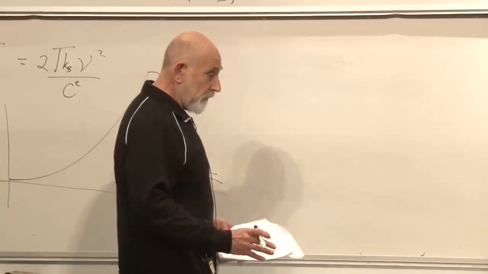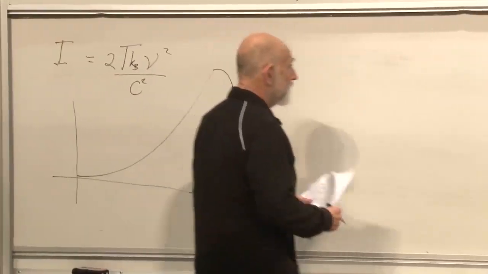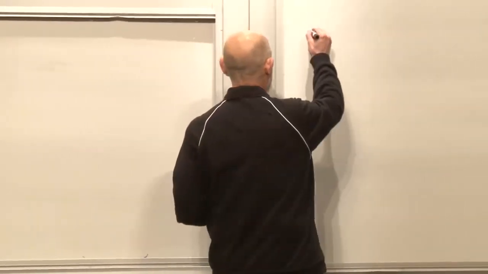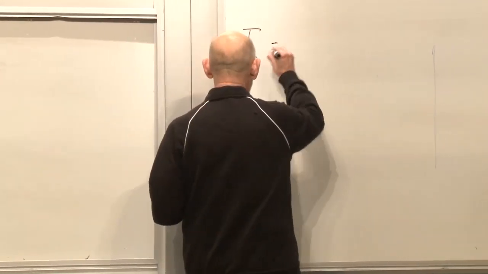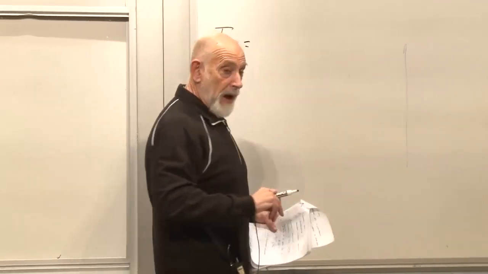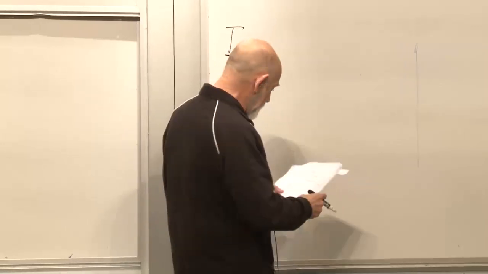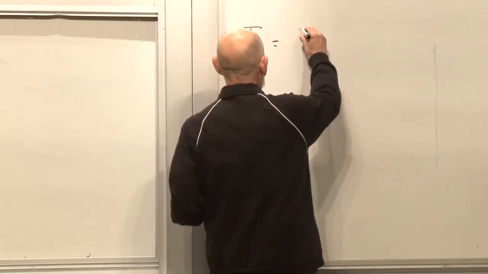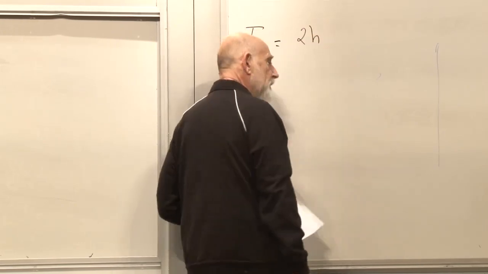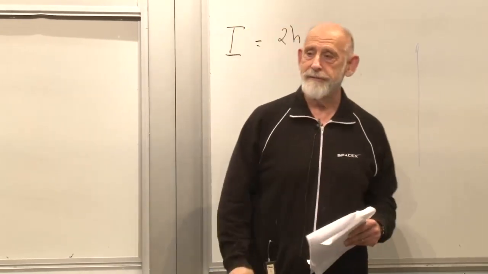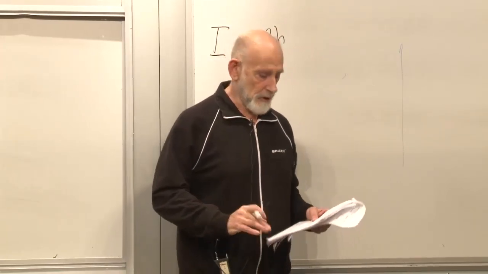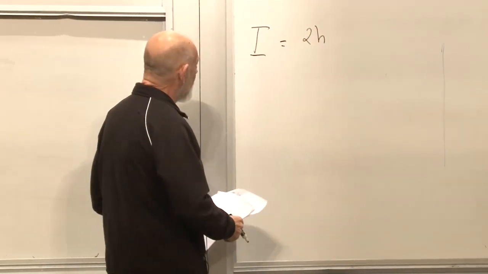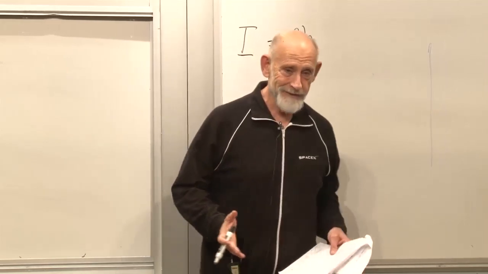I'll give you the precise formula for I, and we'll see some interesting things about it. I is equal to, this is the black body formula, the famous black body formula, or the Planck formula, twice Planck's constant. Anybody know what the units of Planck's constant are? Energy times time. Okay. Of course, what are the units of energy?